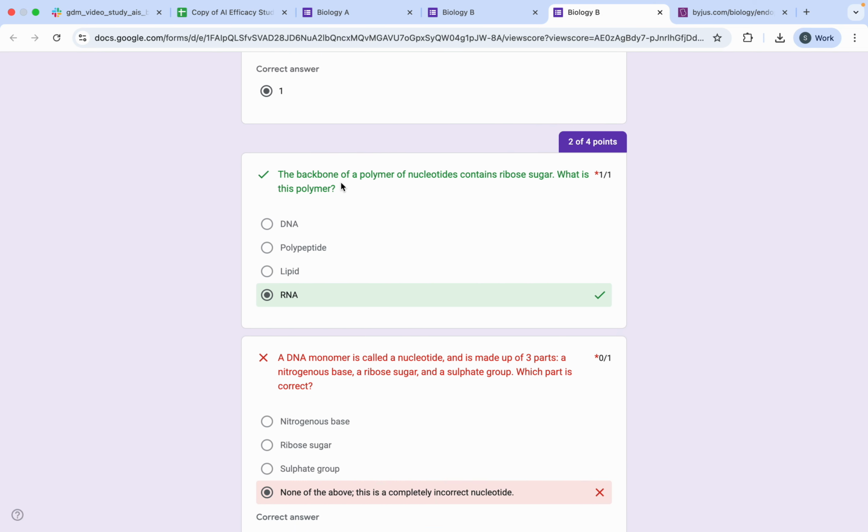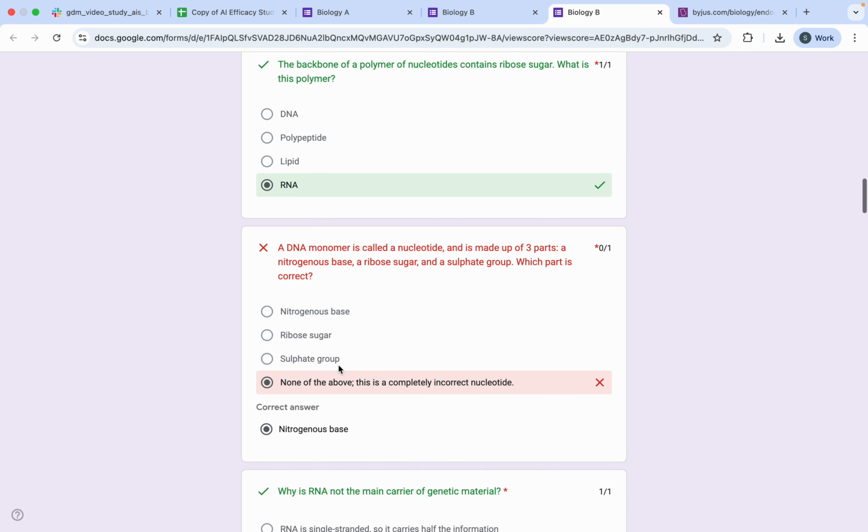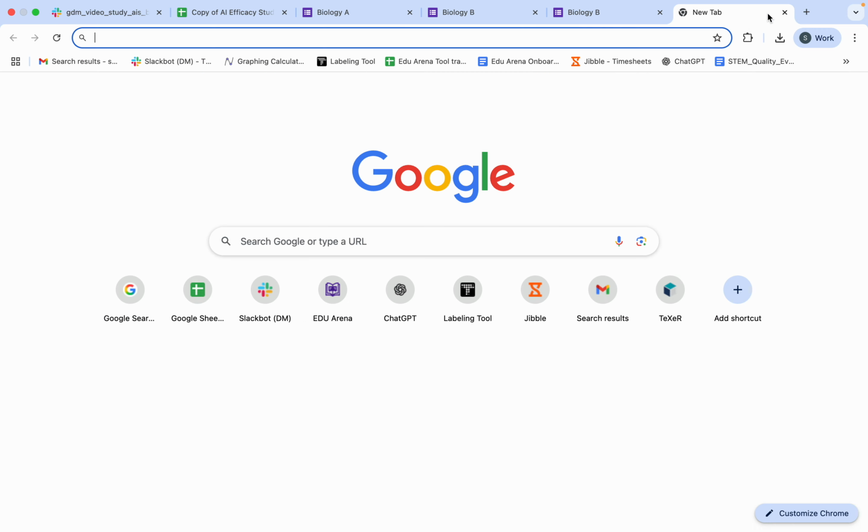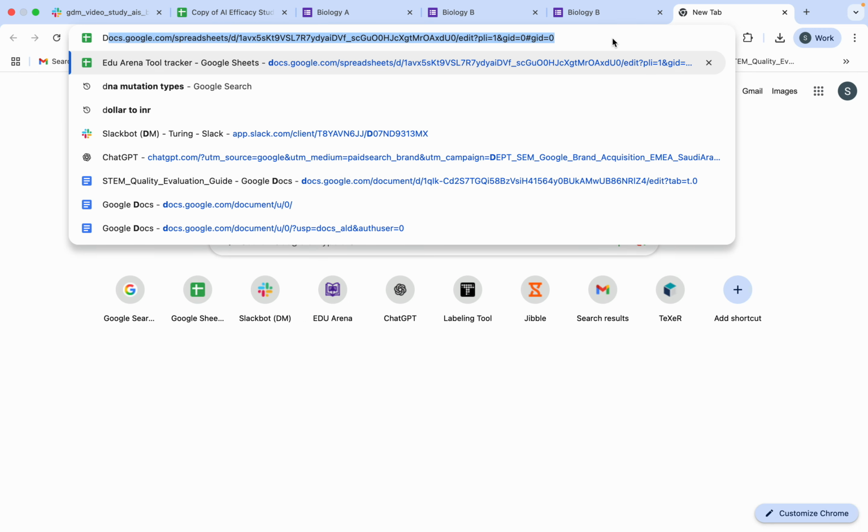The backbone of the polymer of nucleotide contains ribose sugar. It is RNA, which is correct. And the DNA monomer is called a nucleotide, and it is made up of 3 parts: a nitrogenous base, a ribose sugar, and a sulfate group. Which part is correct? Nitrogenous base is the correct answer. This is wrong.